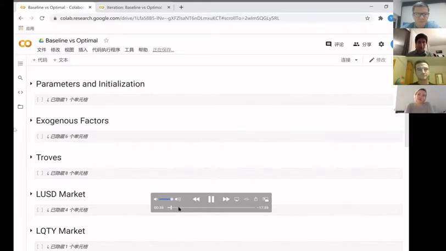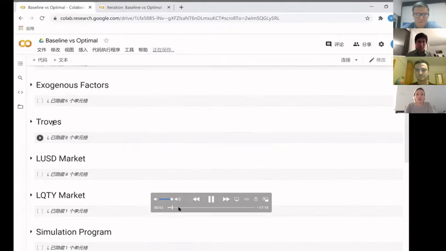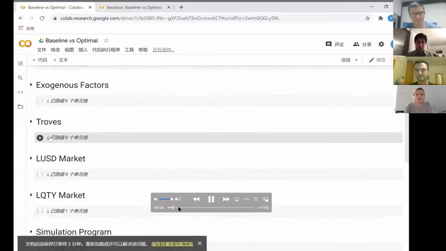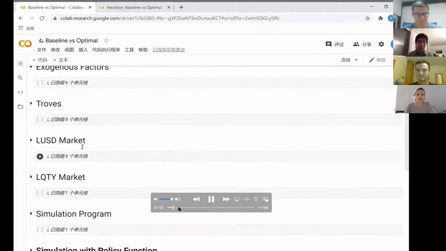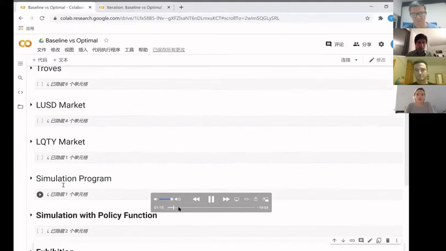Okay, so it's structured as follows. We first have the parameters and the initialization, and then the exogenous factors like the ether price and natural rate, which I will elaborate in a few minutes. And then here we define the Trove operations. Now we can open Troves, close Troves, adjust Trove collateral ratio, and so on and so forth. And then we have the LQTY token market, and LQTY used to be called the growth token market. And we have the simulation for 2 scenarios.